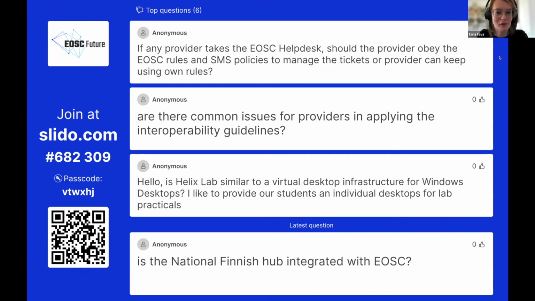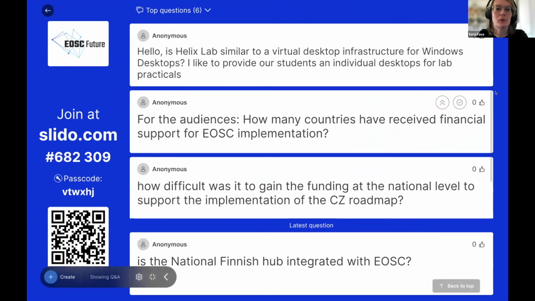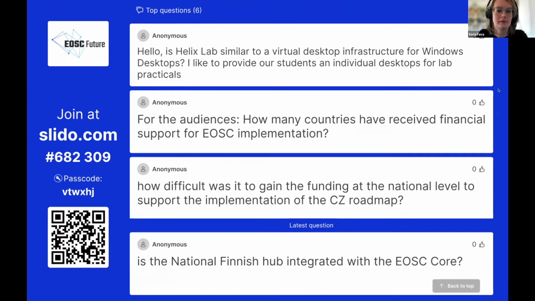Okay, thank you so much, Diego. Now there's a question for Spiros. Is Helix Lab similar to a virtual desktop infrastructure for Windows desktops? I would like to provide our students with an individual desktop for lab practicals. No, but it's actually on a roadmap. So Helix Lab is at its core a Jupyter Lab environment, as you would execute Jupyter notebooks. VDIs are something lots of users are requesting, but we don't have the computing resources to provide them right now. So we know there is a need, but not right now.